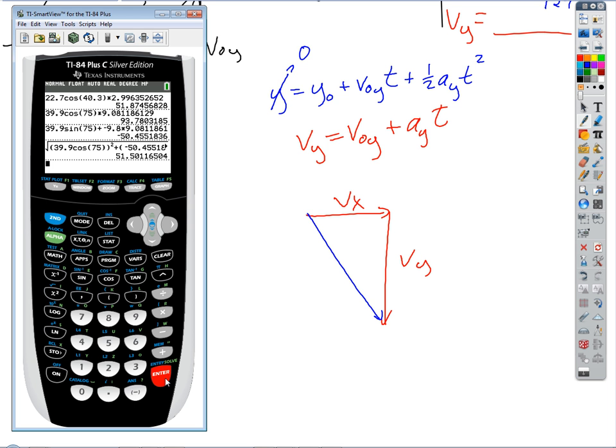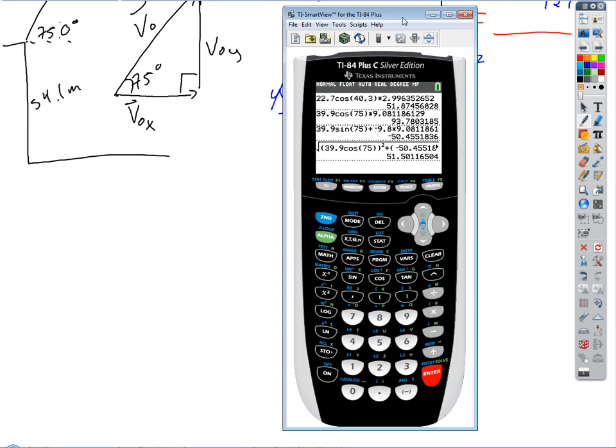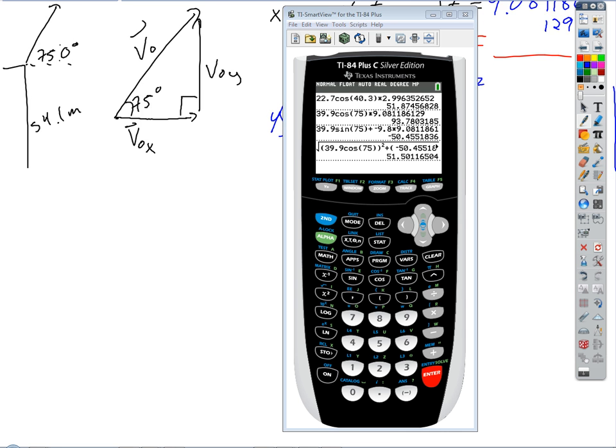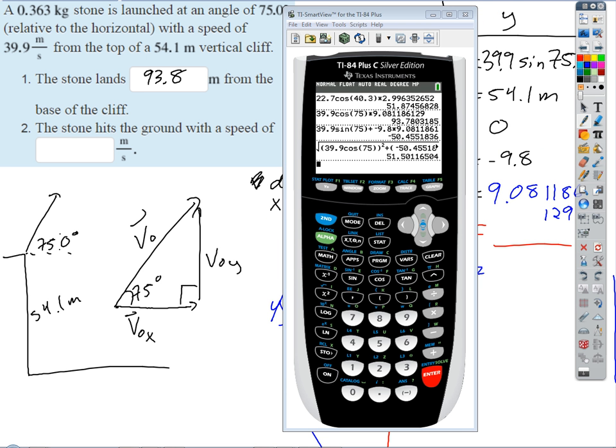Why is it not much faster than the vertical component? Because horizontally it stays the same. Yeah, and it wasn't very big, was it? The horizontal component wasn't very big. This thing was tilted at a 75-degree angle, so it had a pretty small horizontal component, right? Does that make sense? Yeah. Okay. But that's not the answer, is it? Yep, that's it. So now, 51.5 meters per second.